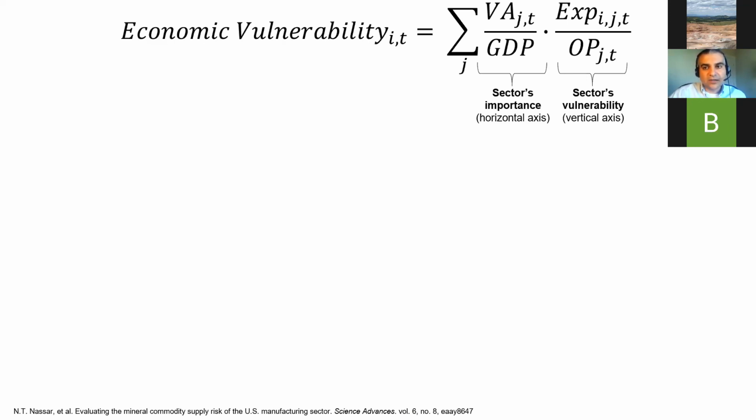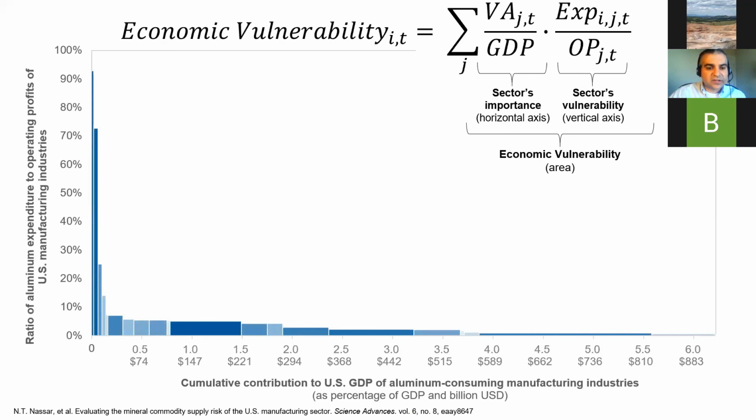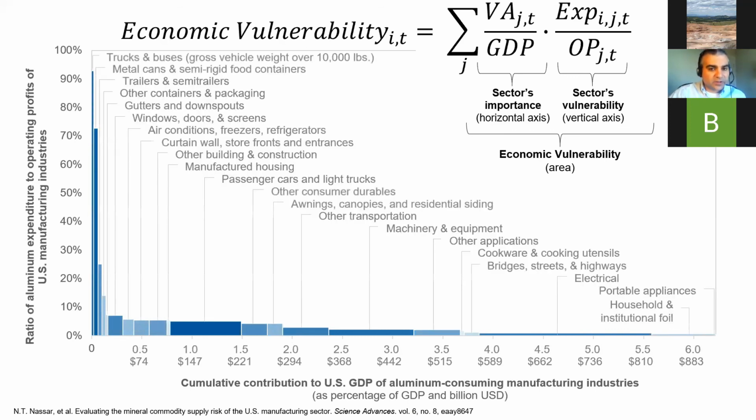And what I'll plot here is this: the latter component will be on the horizontal scale, and the vertical component will be this expenditure to operating profit ratio. And then the overall area, because we're going to multiply the two, tells you about the contribution of a specific use to this vulnerability score. So here's an example for aluminum. There are something on the order of, I don't know if it's 20 or so uses of aluminum. This, I think, is for year 2008, but we've done this for about a decade.